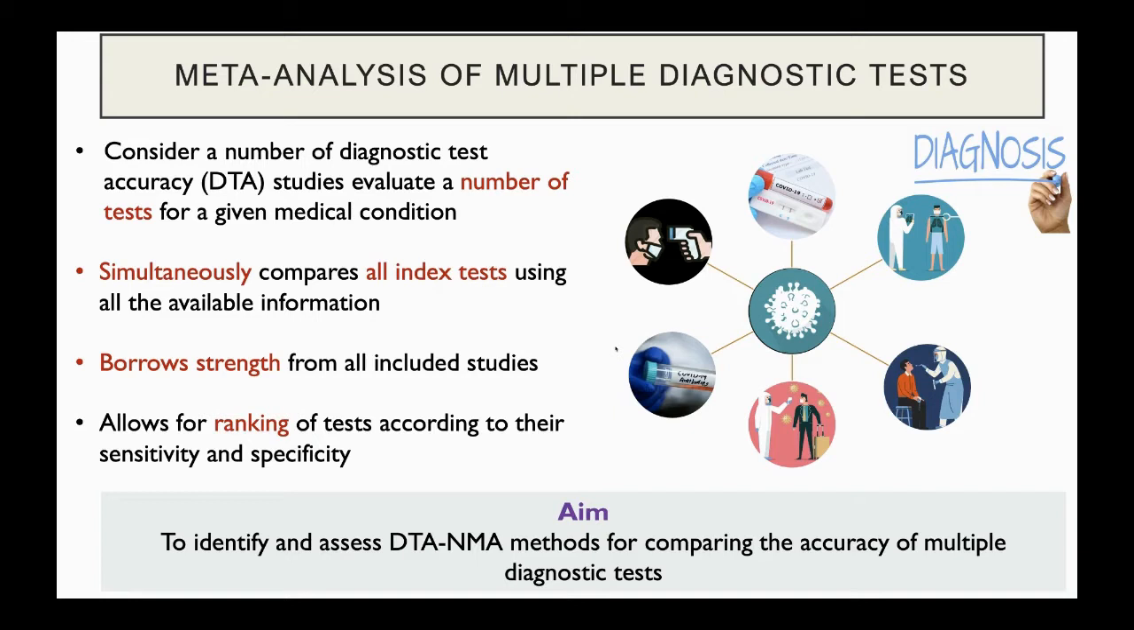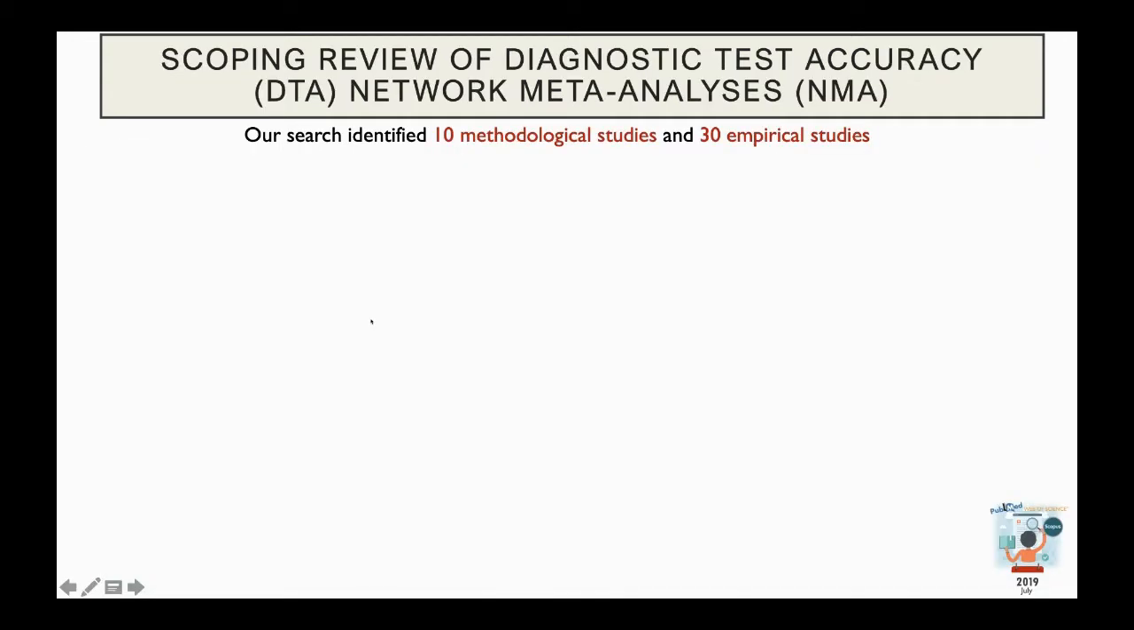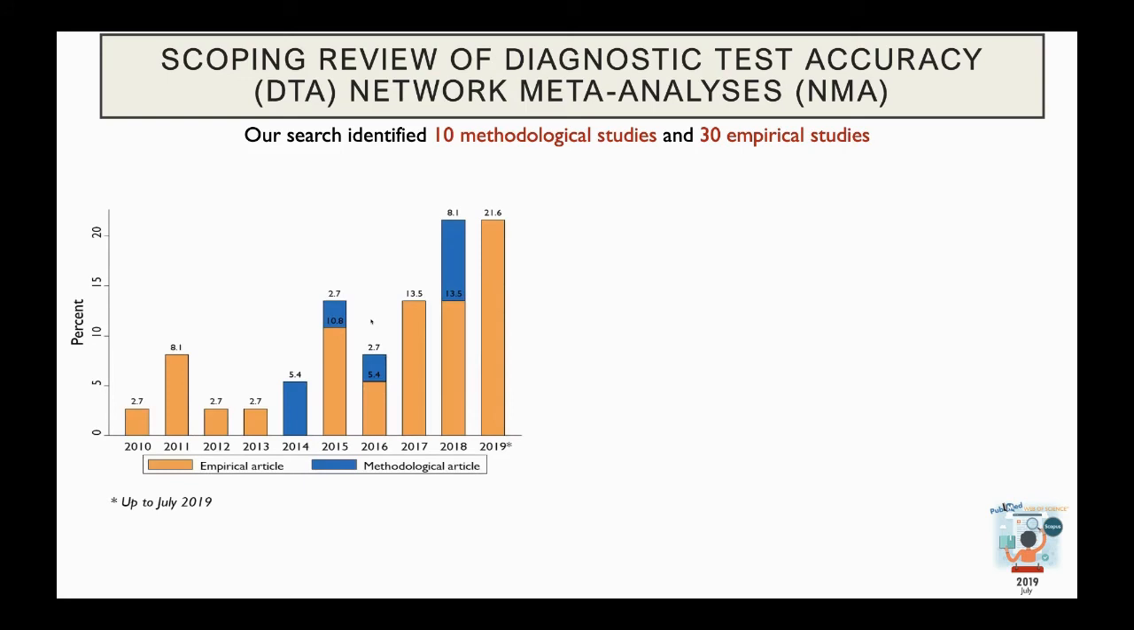The aim of this project was to identify and assess all the DTA NMA methods for comparing the accuracy of multiple diagnostic tests. We searched PubMed, Scopus, and Web of Science up until July 2019, and we included 10 methodological studies and 30 empirical DTA NMAs. As shown in the distribution of studies, there is an increase in the DTA NMA applications since 2010, and the first methodological article was published in 2014 by Trikalinos et al.